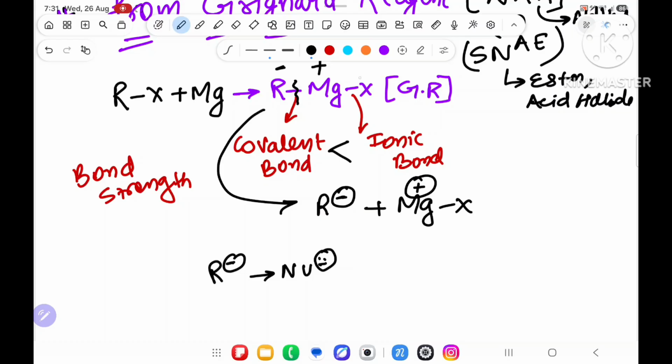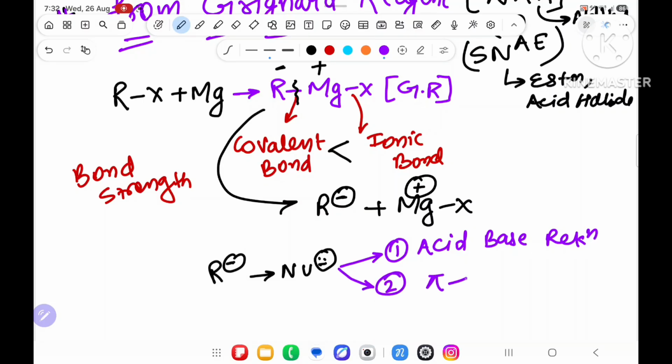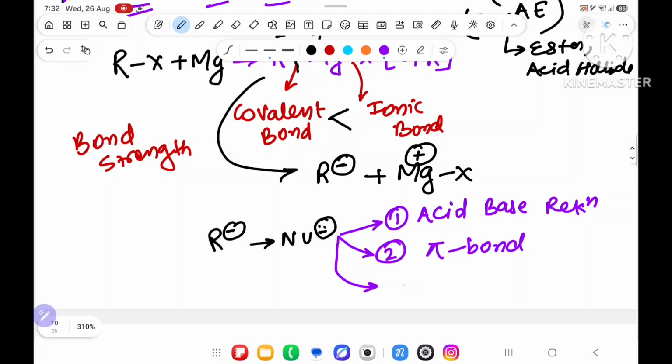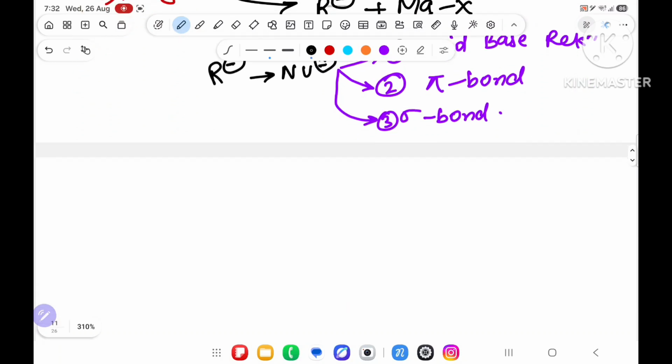In the previous lecture, I dictated about alcohol, phenol, ether that whenever a nucleophile comes, first it will try to do an acid base reaction. If an acid base reaction is not possible, then it will try to attack on a pi bond. And if a pi bond is also not there, then it will try to attack on a sigma bond. Line by line you have to go. So this is all about Grignard reagent.